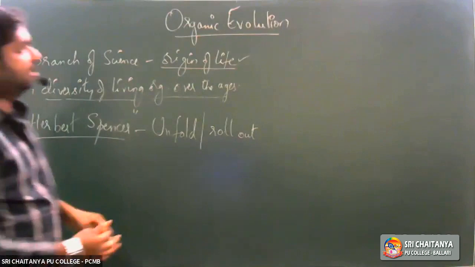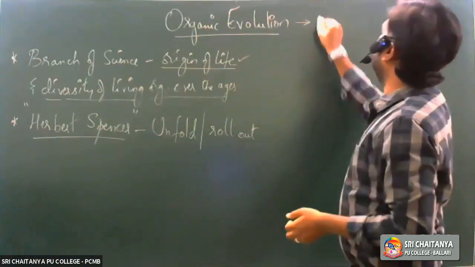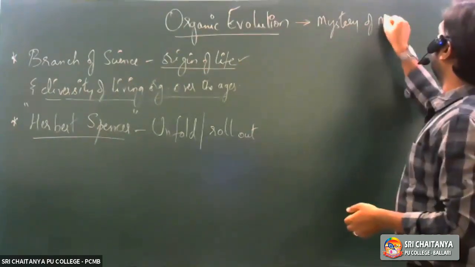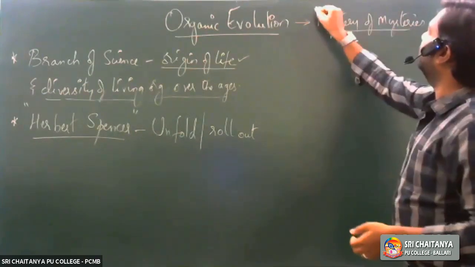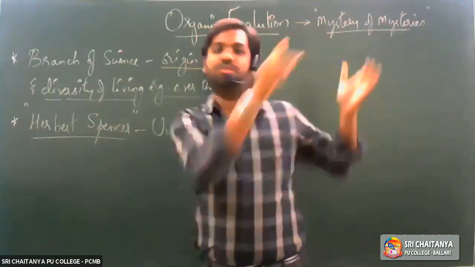One of the scientists called evolution the mystery of mysteries. He called it the mystery of mysteries. What does this mean? Evolution itself is a big mystery, and he called evolution a mystery of mystery.